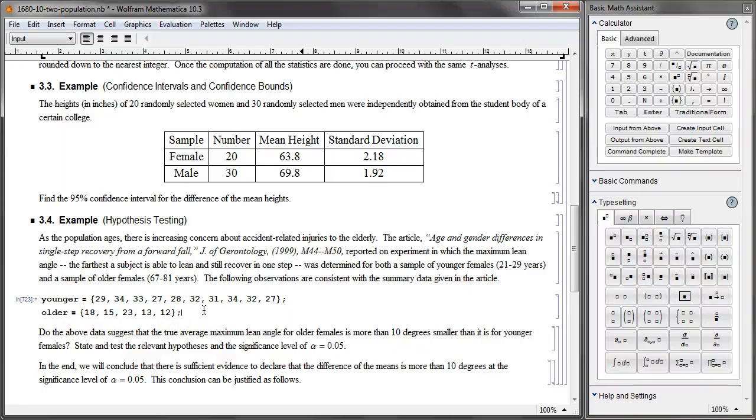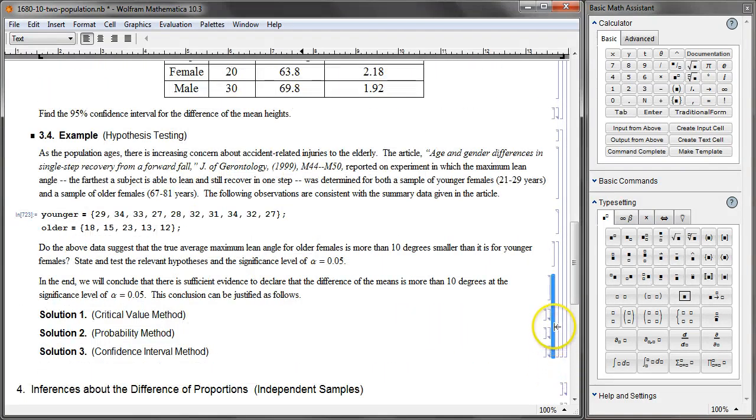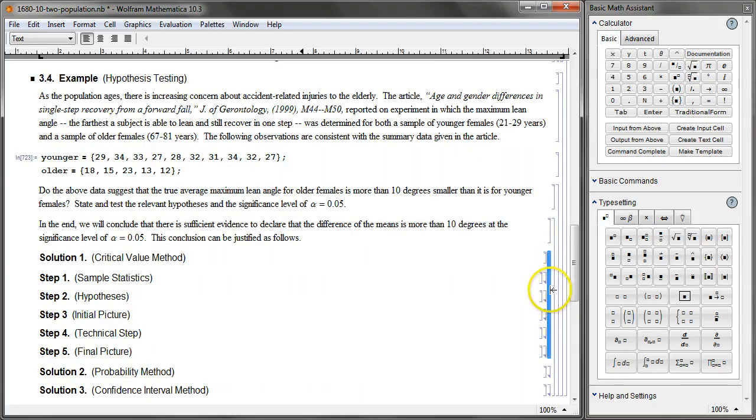And here's a question. Do the above data suggest that the true average maximum lean angle for older females is more than 10 degrees smaller? So explicitly this problem asks us to compare with 10 degrees. So that's going to be our null value. State and test the relevant hypotheses. And well, here we go.